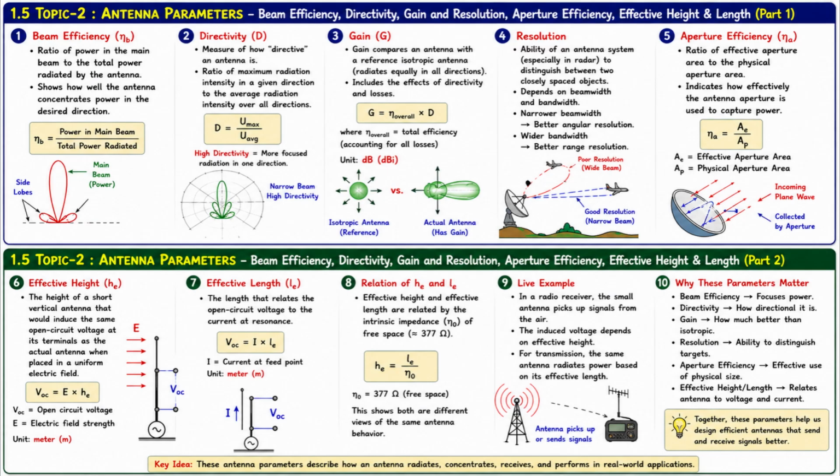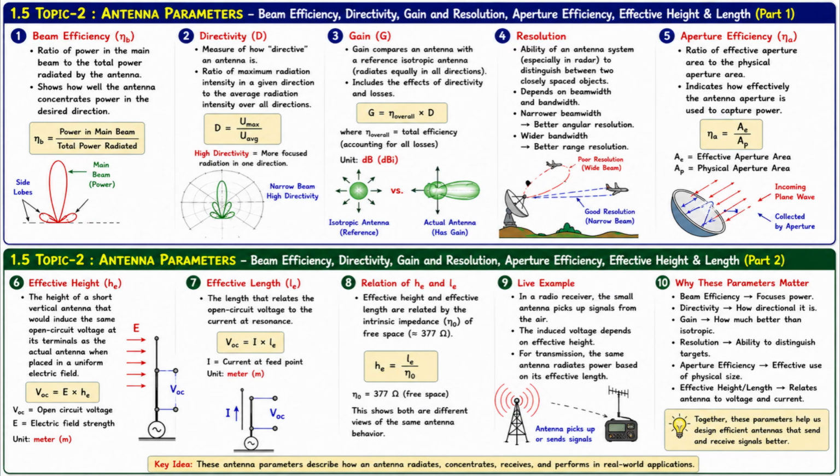These antenna parameters will help us to compare antennas for TV, radar, mobile, Wi-Fi, and satellite communications. These are the remaining antenna parameters we have discussed in this topic 1.5. In simple words, we will also discuss once again. We will repeat, a rehearsal.